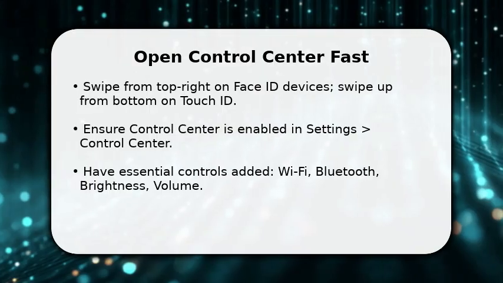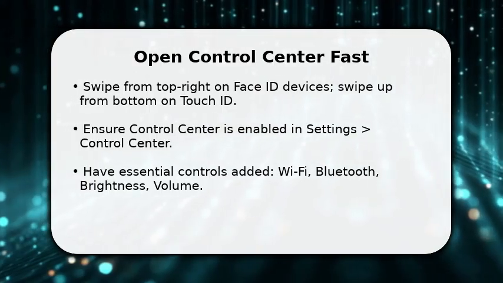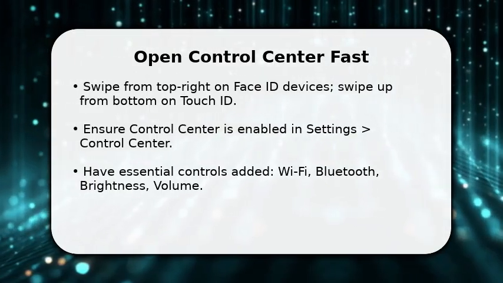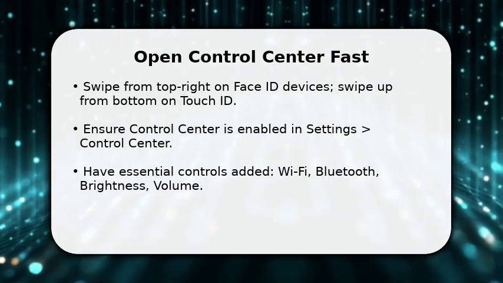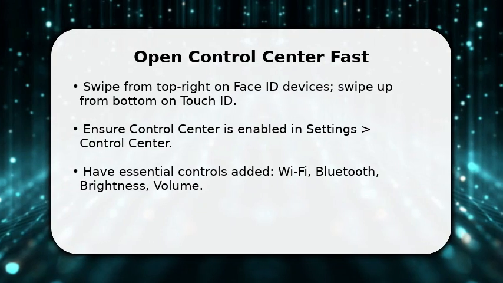Now look for the grids of icons. These are your quick toggles. You'll notice brightness and volume sliders. Tap and hold to reveal more options. This step gets you into the control layer quickly, which saves time.